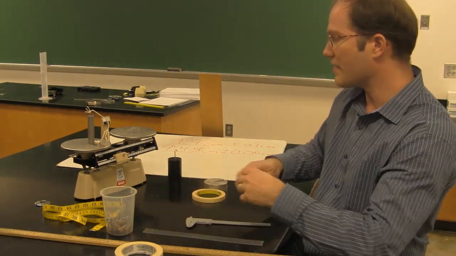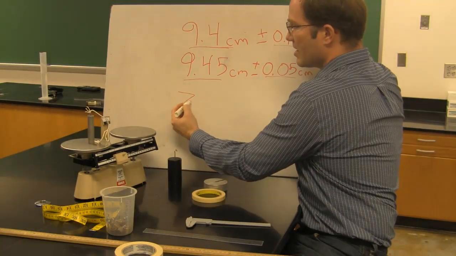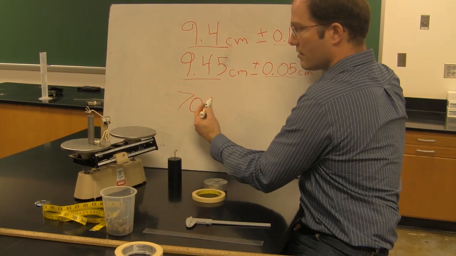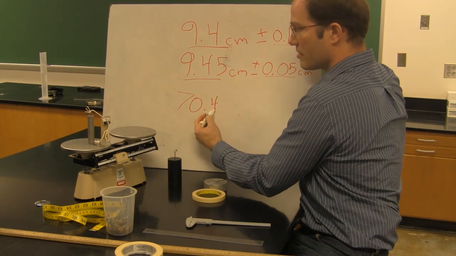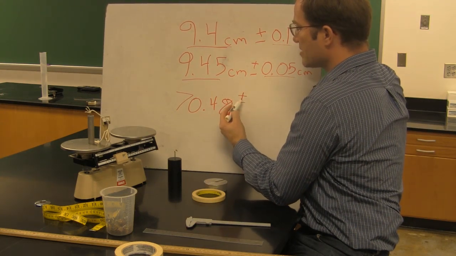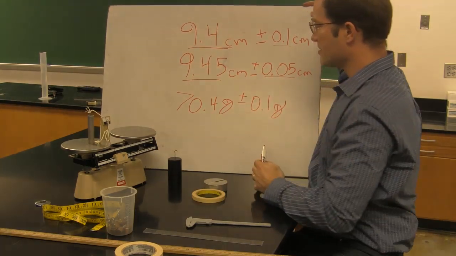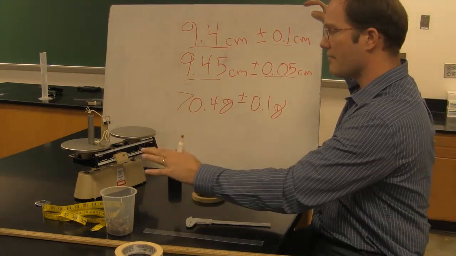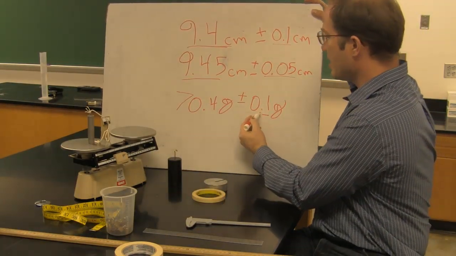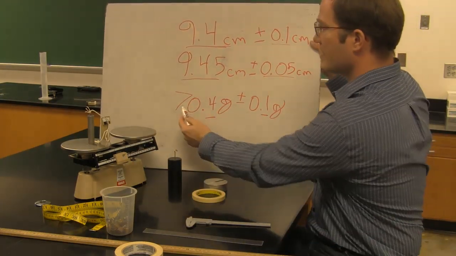And so I would write that out then. This data point would be 70.4 grams plus or minus 0.1 grams. And so I've measured this mass to the nearest tenth of a gram. And again, I can go beyond that. This is 3 significant figures.